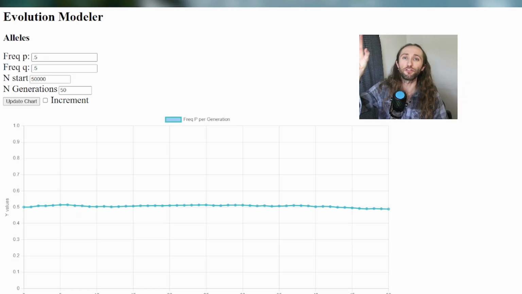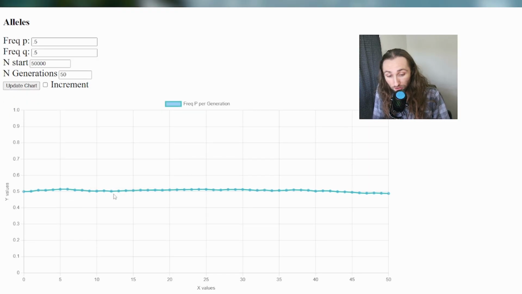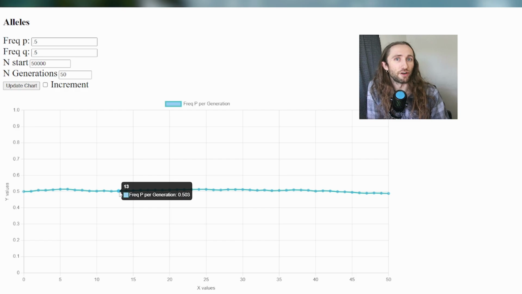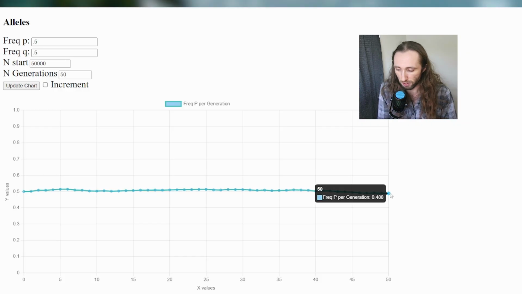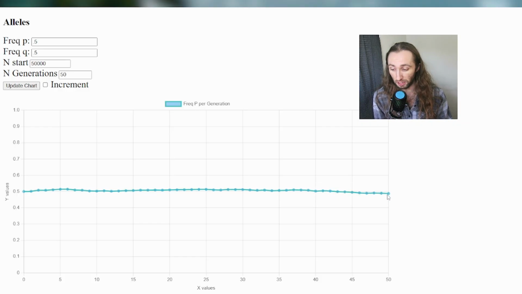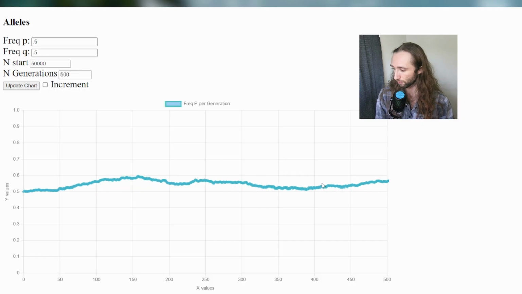If we have 50,000 individuals in the population and we simulate this population for 50 generations, what we see is not that much difference. Right, from generation to generation, each of these circles represents a new generation. There isn't that much change in the frequency of P. In fact, after 50 generations, we see the frequency of P is now 0.488. So it decreased slightly.